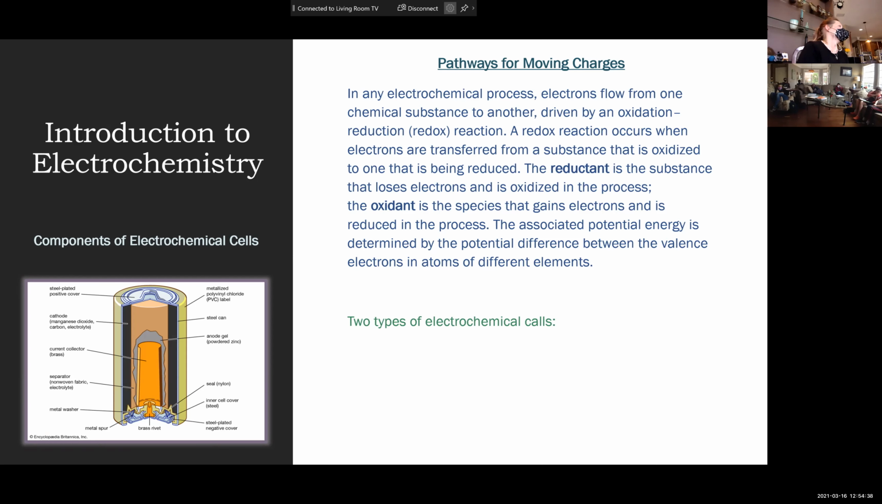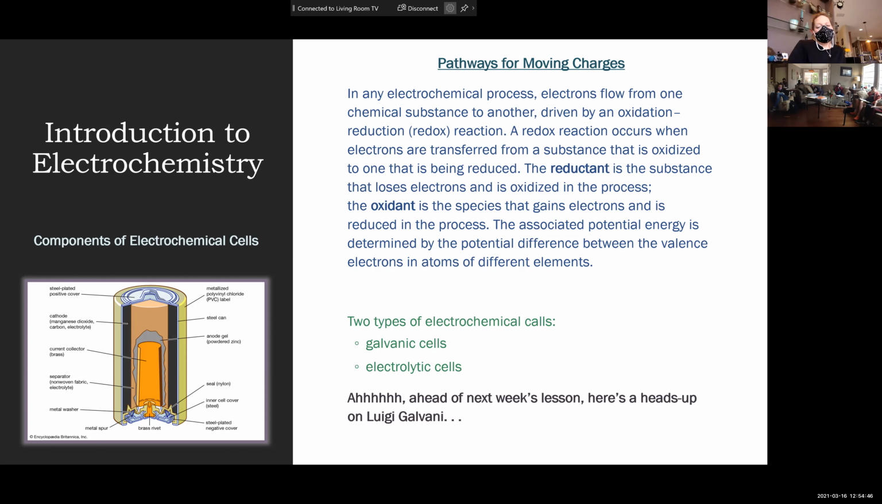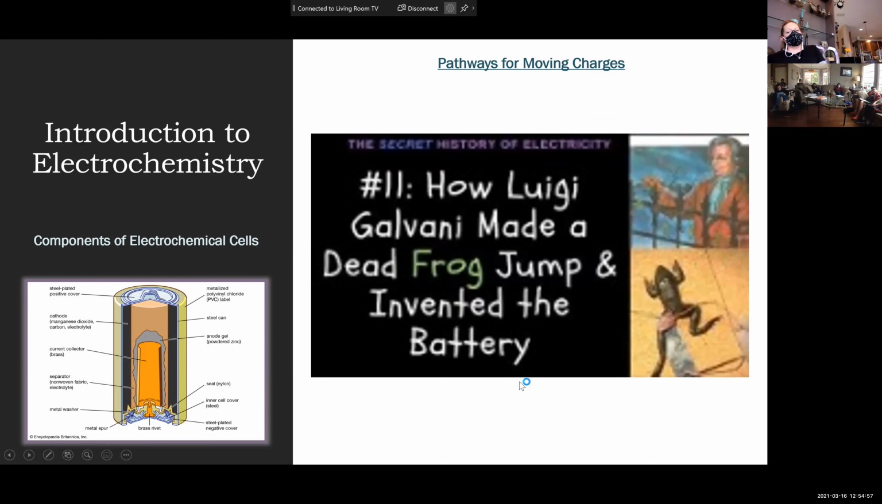Two types of electrochemical cells. All right, two types of electrochemical cells, galvanic cells and electrolytic cells. So ahead of next week's lesson, here is a heads up on Luigi Galvani. Okay, Luigi Galvani obviously discovered galvanic cells.